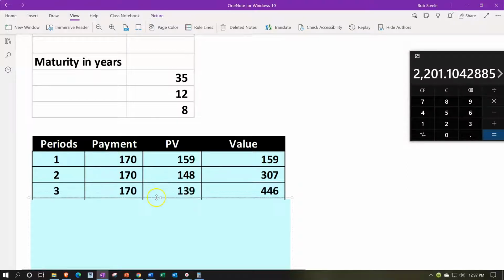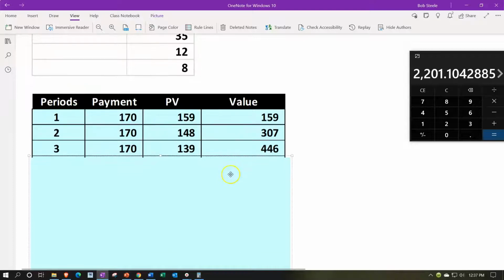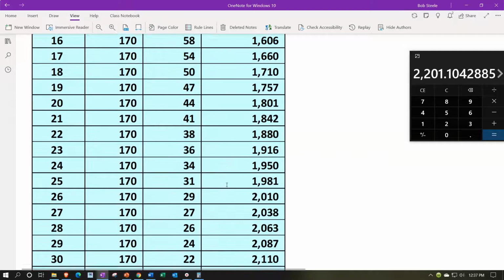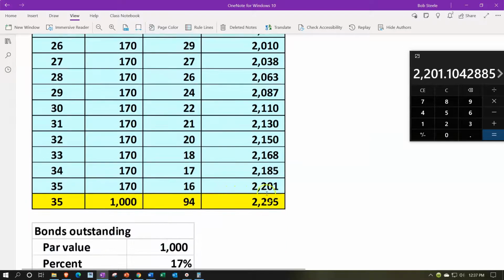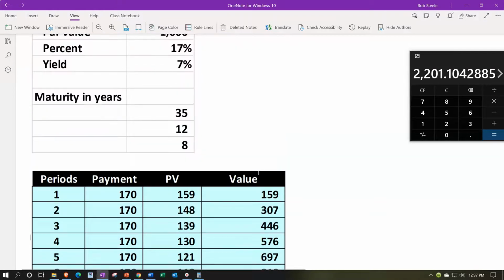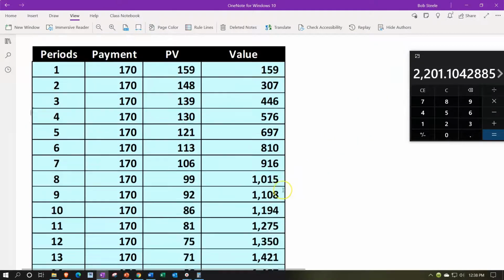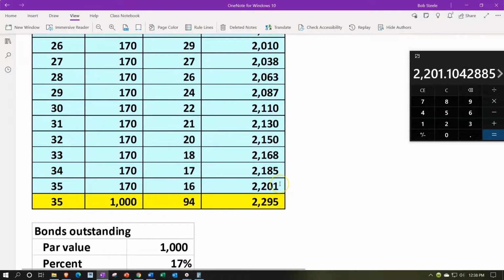Period 3, same process, 170 annuity. That would present value back 3 periods to 139. That 139 plus the 307 would give us the 446. If we did this all the way down for 35 periods, which would be tedious but easy to do in Excel, we get down to that bottom line number, that 2,201, no cents added, no pennies in other words. That matches our 2,201 that does have the pennies up top. And that would be another way we can calculate this.